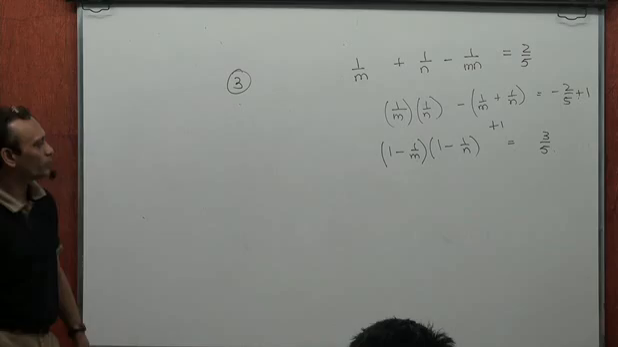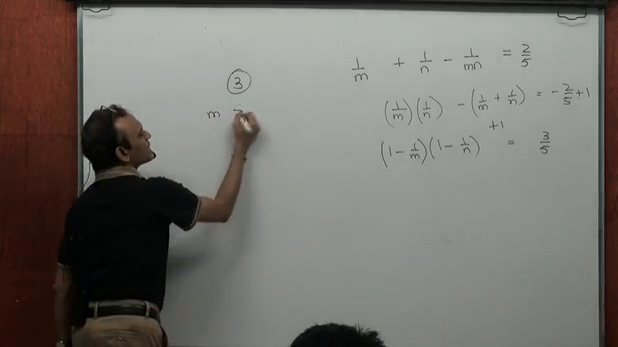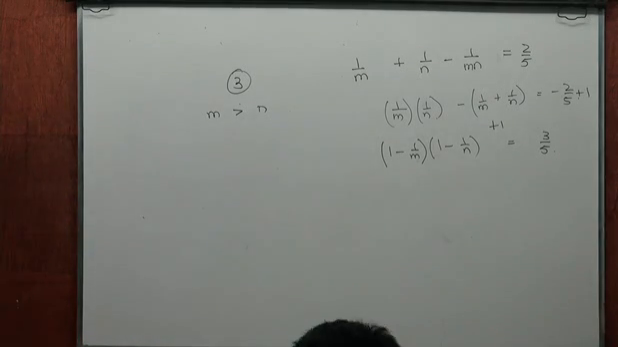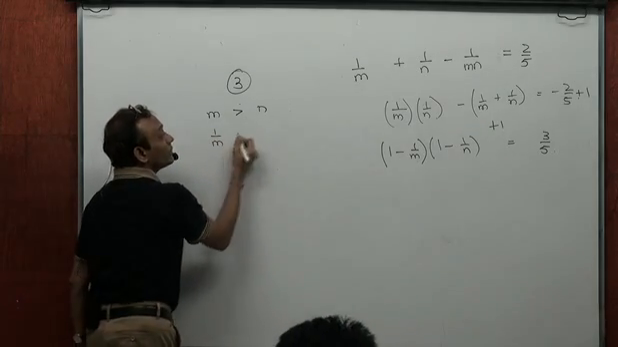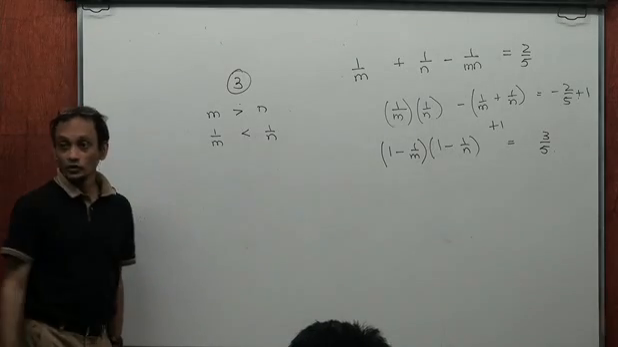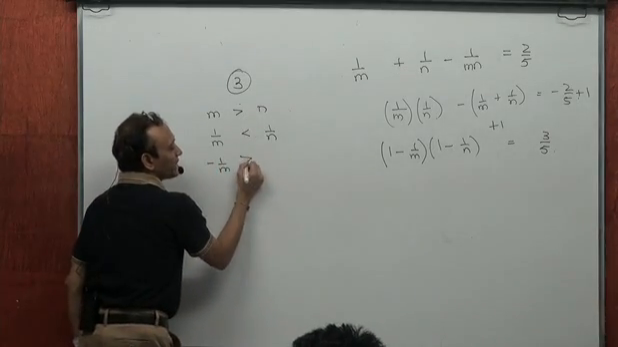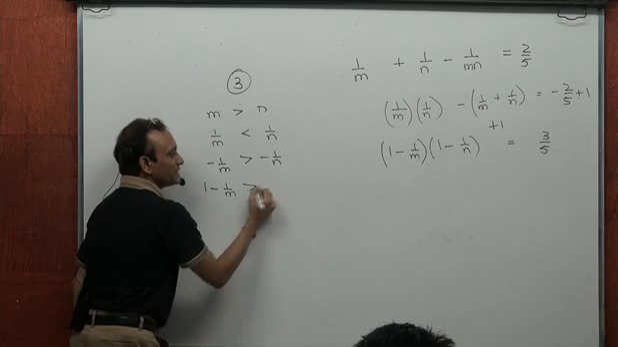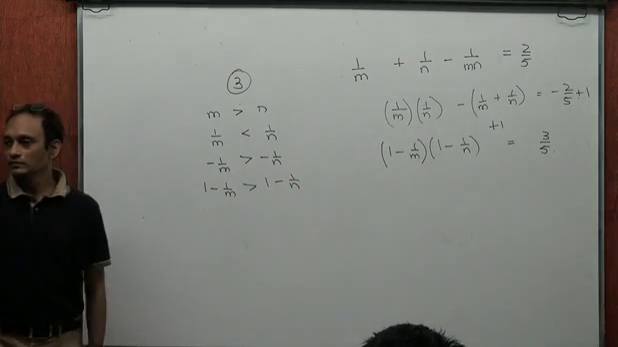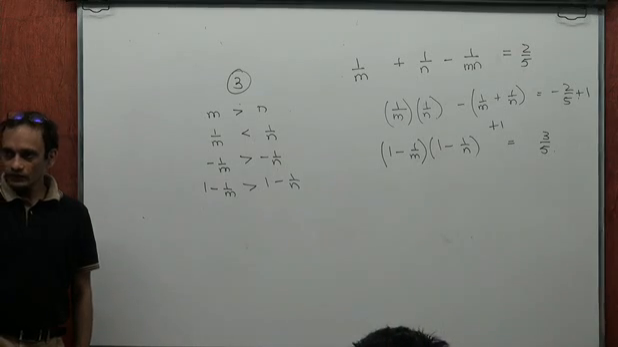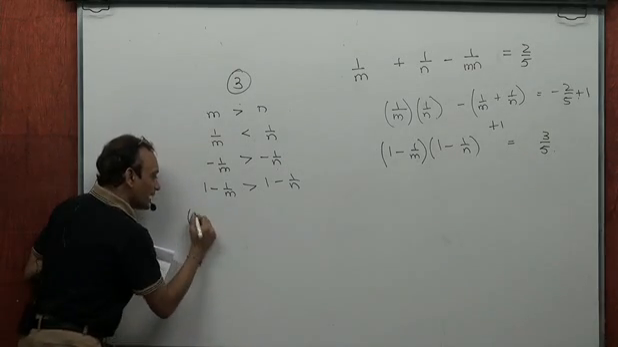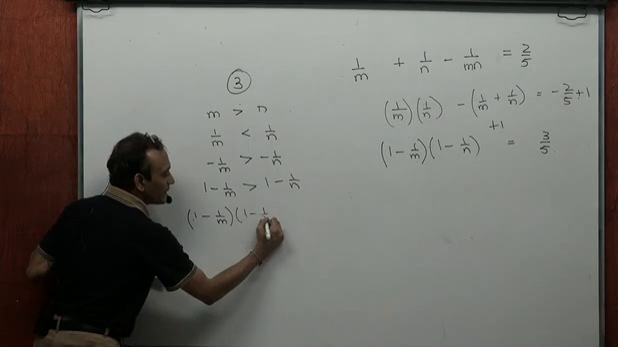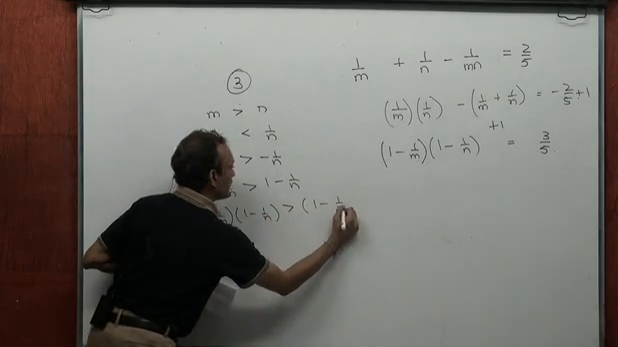Difficult? No? Okay. But if they are distinct, let's say one of them is larger than the other, say m larger than n. So 1 by m will be smaller than 1 by n. Therefore, minus 1 by m will be greater than minus 1 by n. Can I say this? Therefore, 1 minus 1 by m will be greater than 1 minus 1 by n. Right? Now, multiplying by 1 minus 1 by n both sides, 1 minus 1 by m into 1 minus 1 by n will be greater than 1 minus 1 by n whole squared.